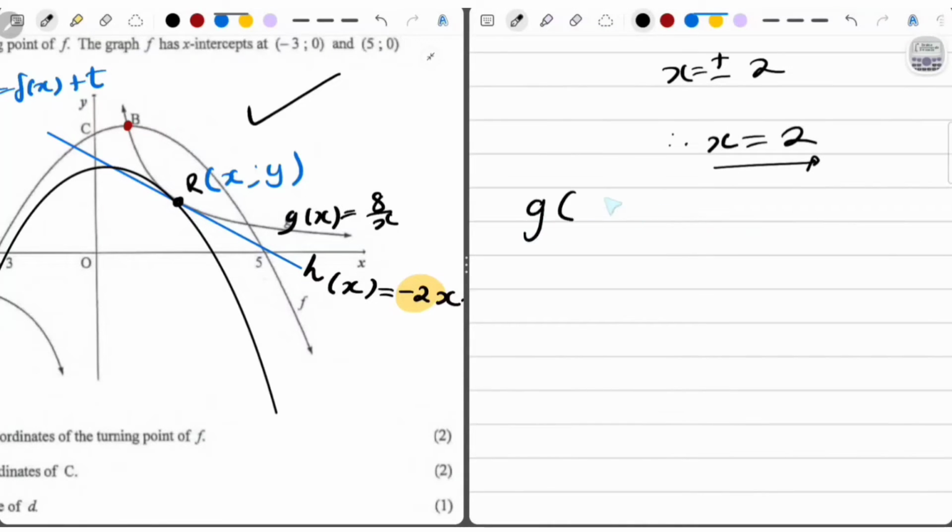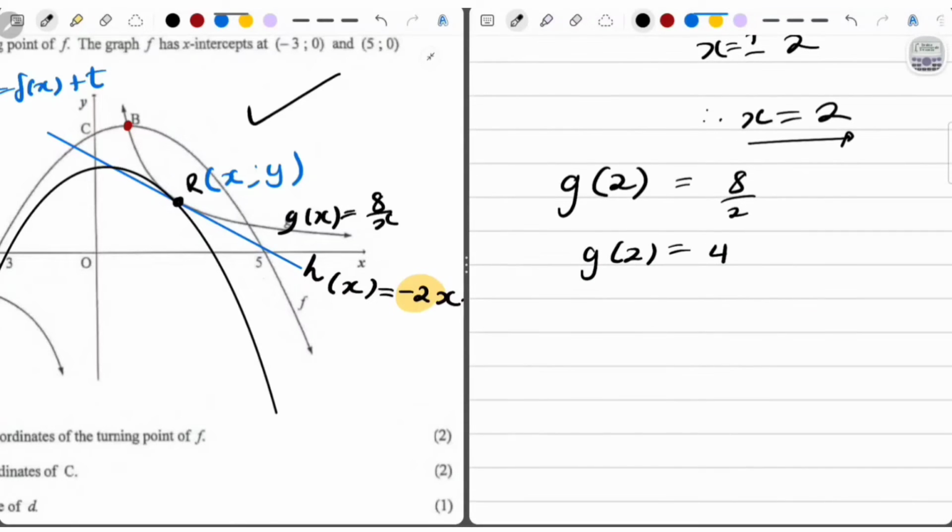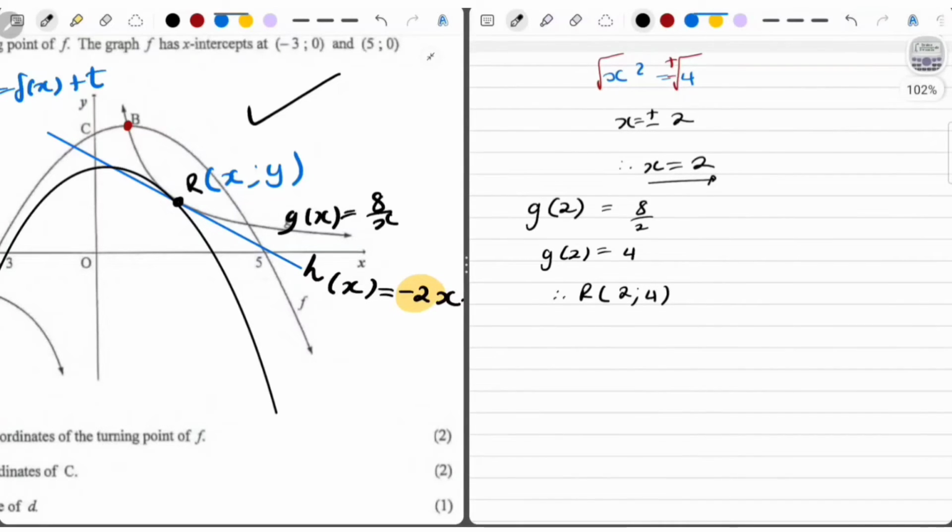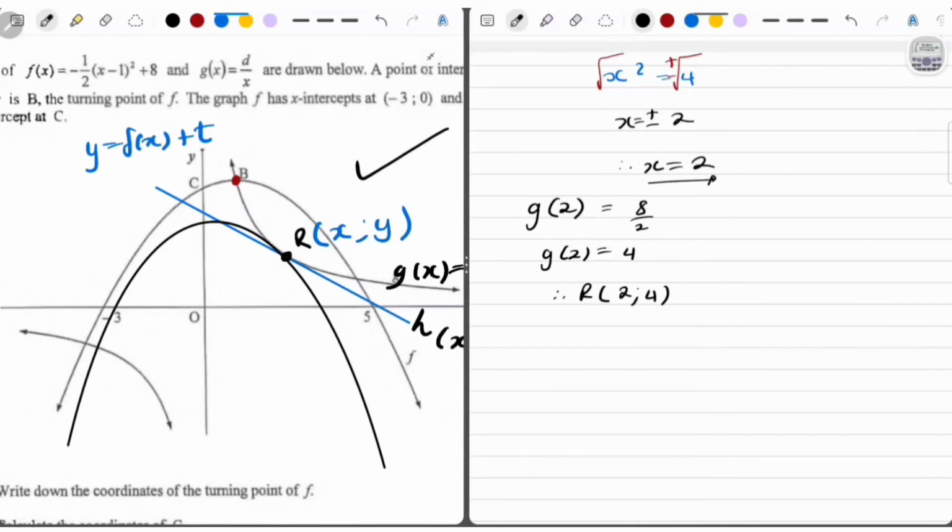So g of, and I'm substituting the value 2 because I know that's the x value now, is equal to 8 over 2. And so g of 2 is equal to 4. And finally, this means that R is the point (2, 4). Great, we have R. Now that we have R, we can finally find t, what they're asking for.